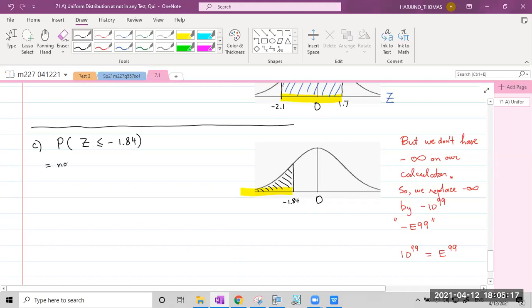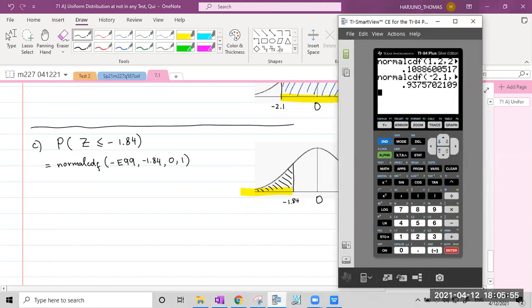Let's write the notation first. This is normal CDF. The lower bound is negative infinity, which I will replace by negative E99. The upper bound is negative 1.84. The mean is 0. Standard deviation is 1.